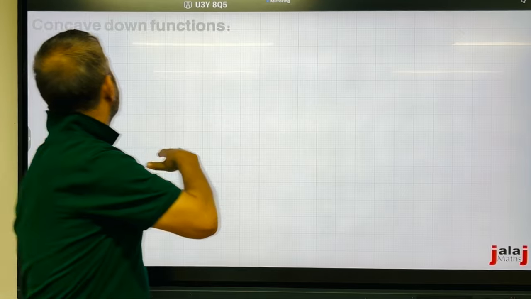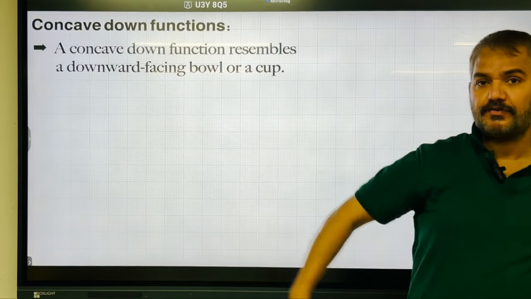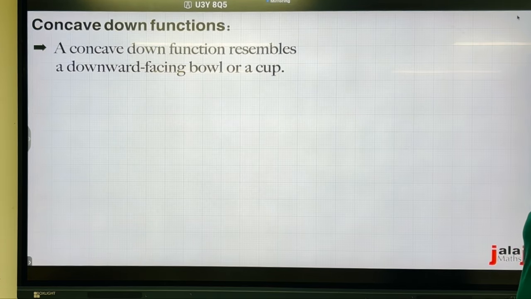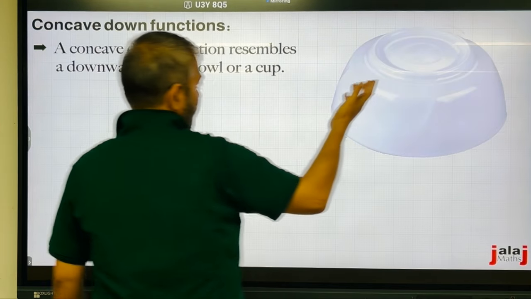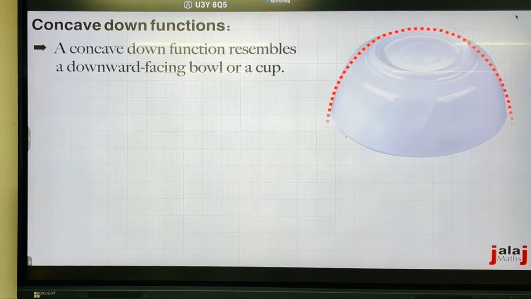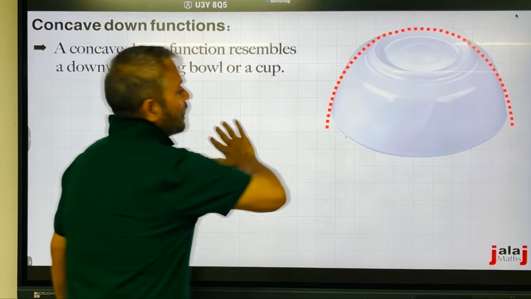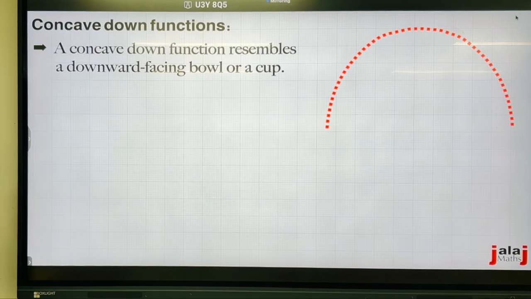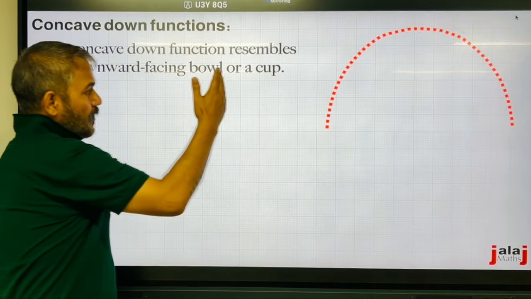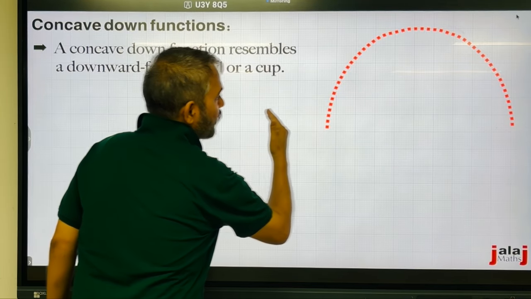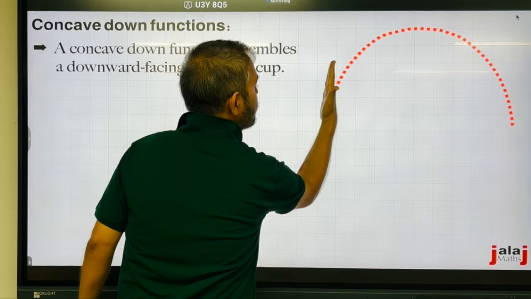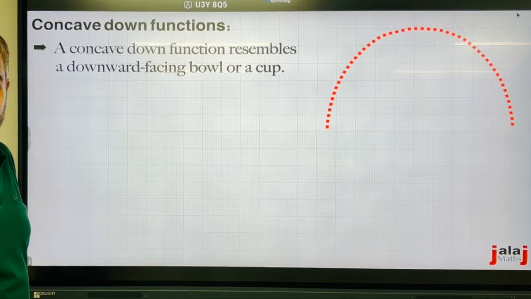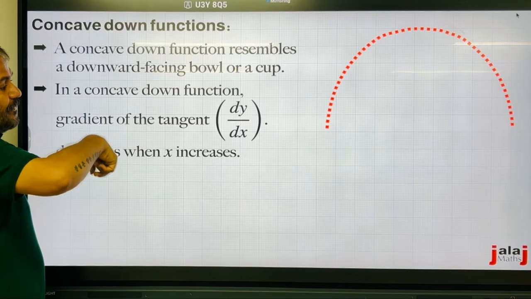Similarly, concave down functions are when you put your hands down like this and it resembles a downward facing bowl or a cup. If we generate a function, this is how it will look. This sort of function is called a concave down function. In a concave down function, if you move from left to right and draw a tangent, the gradient of the tangent will keep decreasing. When it keeps decreasing, then what happens?